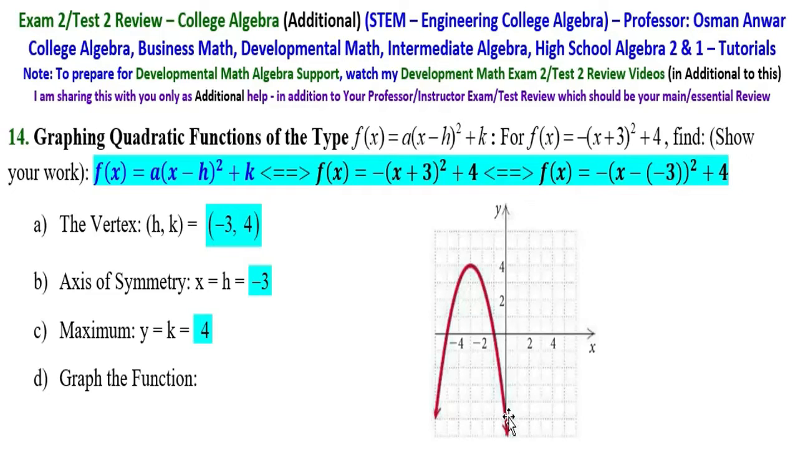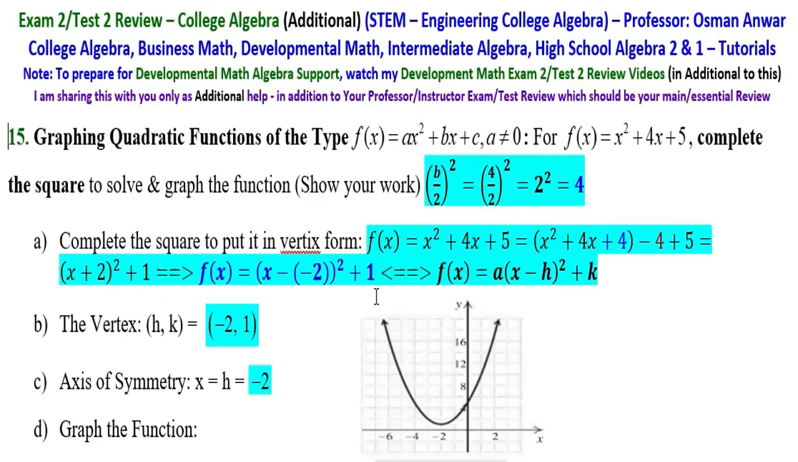You can find, if you want, also the y-intercept. So the y-intercept will be when x is 0, which is f of 0. So minus (0 plus 3) squared, 3 squared is 9. So that's minus 9 plus 4, which is minus 5. So minus 5 is the y-intercept.